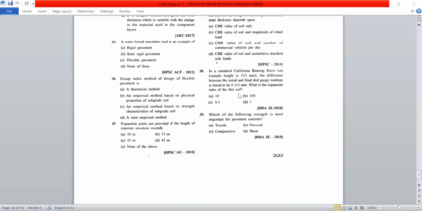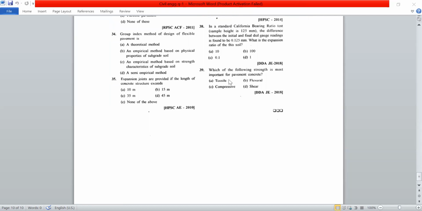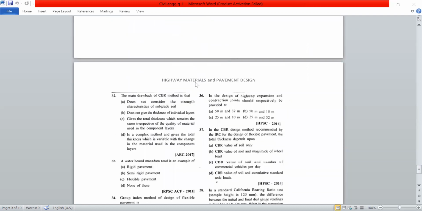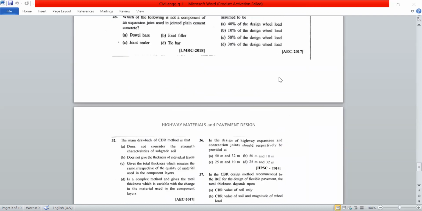What is the expansion ratio of the soil? So expansion ratio is change in dial gauge reading divided by original height of sample into 100. The right answer is 0.1. Which of the following strength is most important for pavement concrete? This flexural strength. So this is about the question paper questions on highway materials and pavement design.